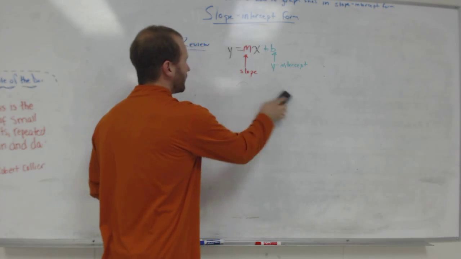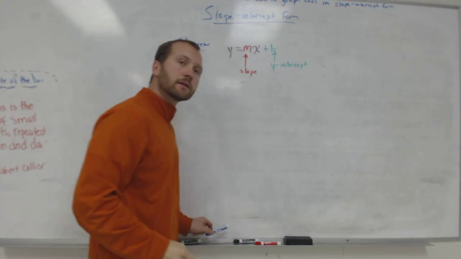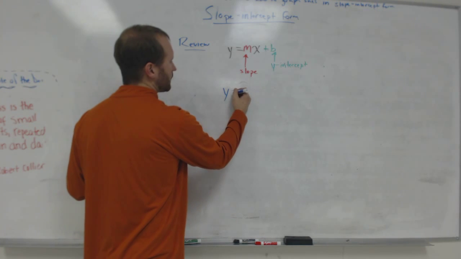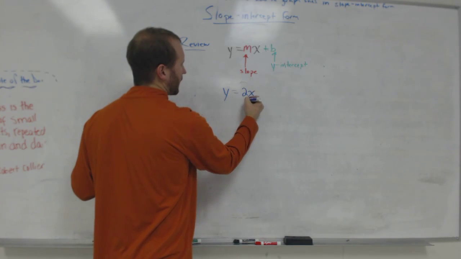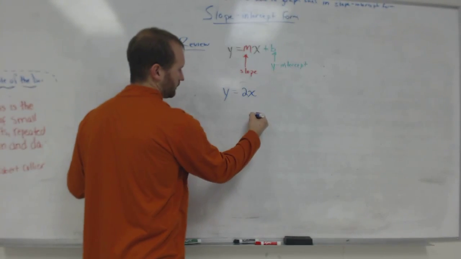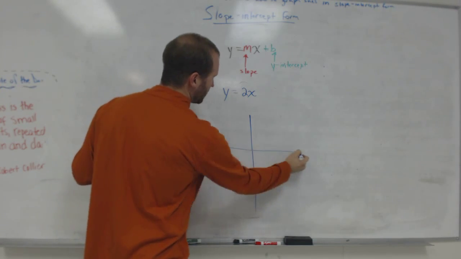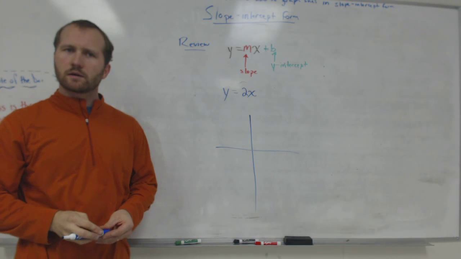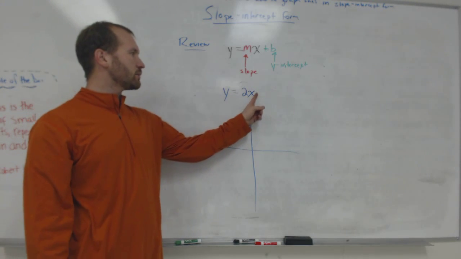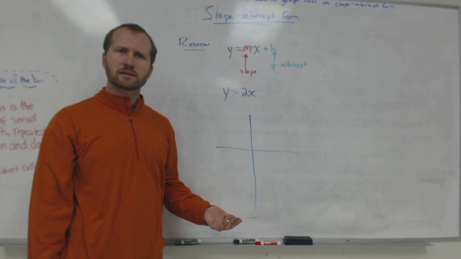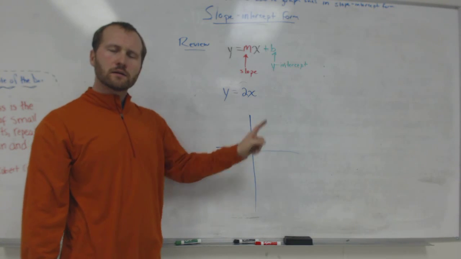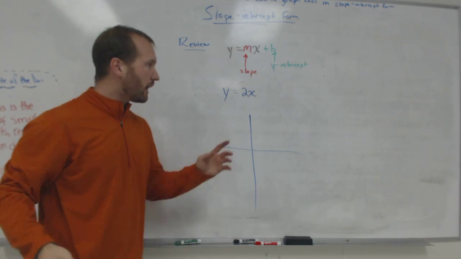Alright, now what if we start to change things slightly? So I'm not going to change a lot. What if I have something like this? Y equals 2x. What is my b here? What is my y-intercept in this? It doesn't say 2x plus anything. Does it say 2x plus 1? No. Nothing. 0, right?